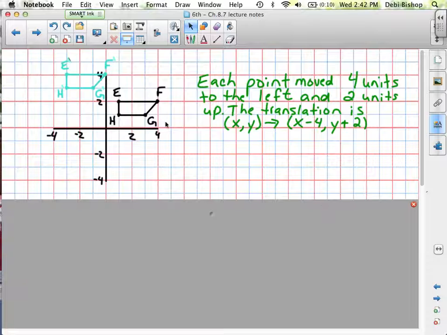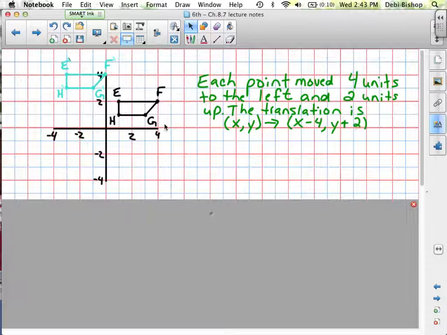Here we go. Our original quadrilateral is in our black, EFGH, and you can see here that E, the coordinates are 1, 2, F is 4, 2, G is 3, 1, and H is 1, 1. And then you can see that we took this original and we translated or slid it over. So here you can see each point moved 4 units to the left and 2 units up. So you would write the translation xy as x minus 4 and y plus 2.